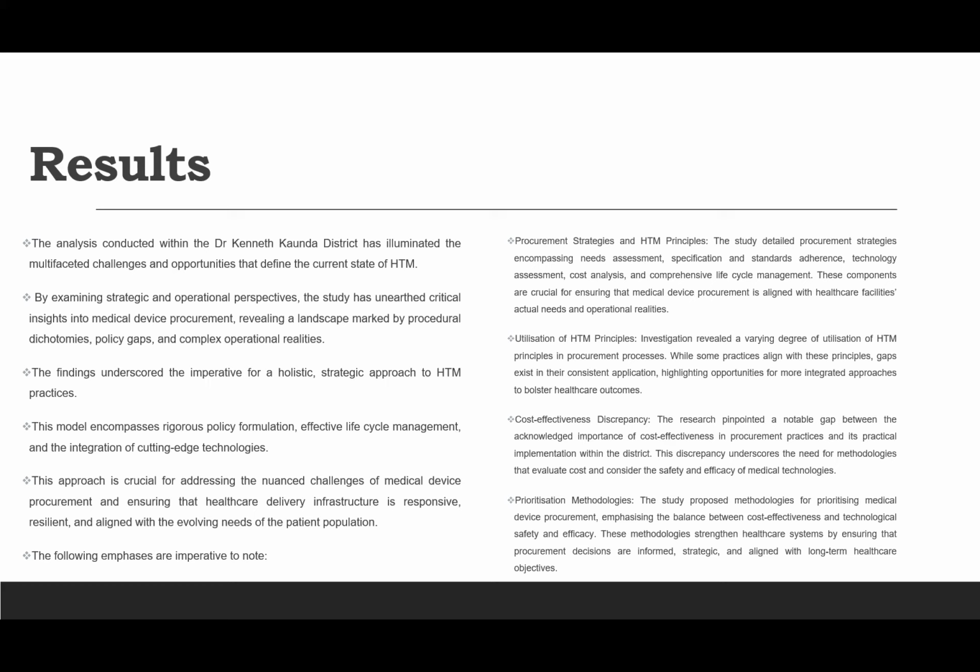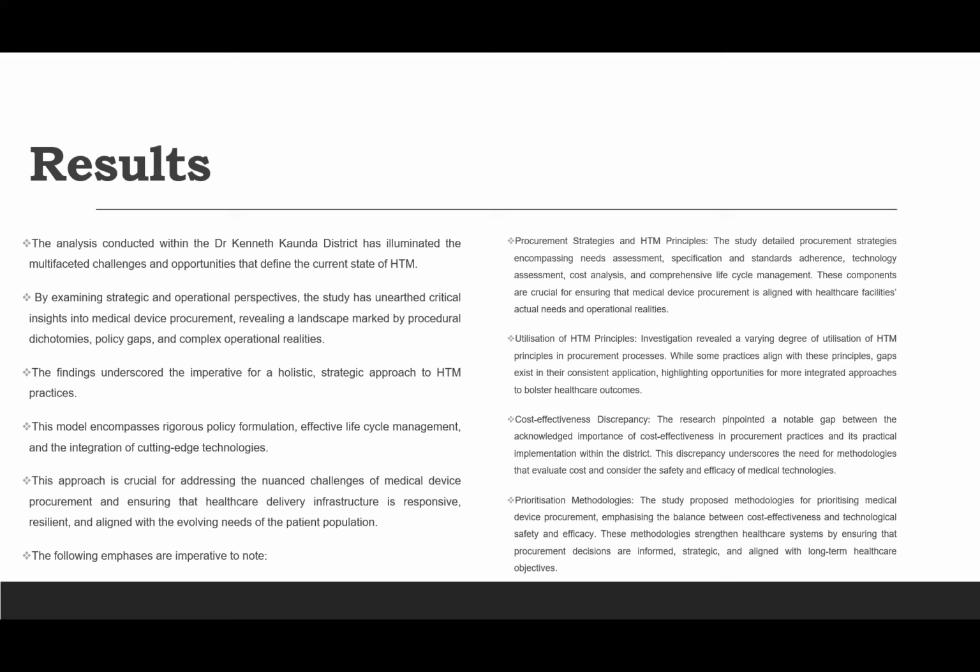The analysis conducted within Dr. KK has illustrated the multifaceted challenges and opportunities that define the current state of HTM, and this was done by examining strategic and operational perspectives. The study has unearthed critical insight into medical devices procurement, revealing a landscape marked by procedural dichotomies, policy gaps, and complex operational realities. This model encompasses rigorous policy formulation, effective lifecycle management, and the approach was critical for addressing the nuanced challenges of medical devices procurement and ensuring that infrastructure is well looked after and aligned with the evolving needs of the patient population.